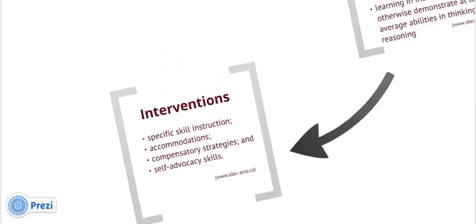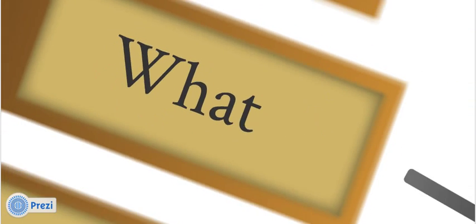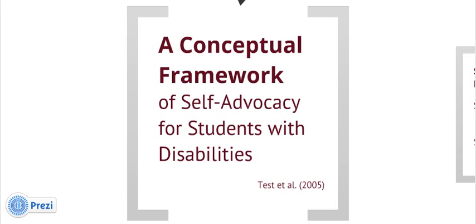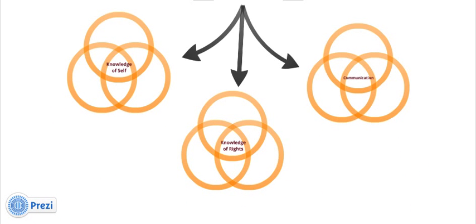So what is self-advocacy? It is about speaking and negotiating for oneself. It's about making informed decisions, and it's about knowing how one would like a problem to be resolved. An excellent place to start with understanding effective self-advocacy is with the framework developed through a meta-analysis by David Test and his colleagues. Three of the main components to this framework are knowledge of self, knowledge of rights, and communication.